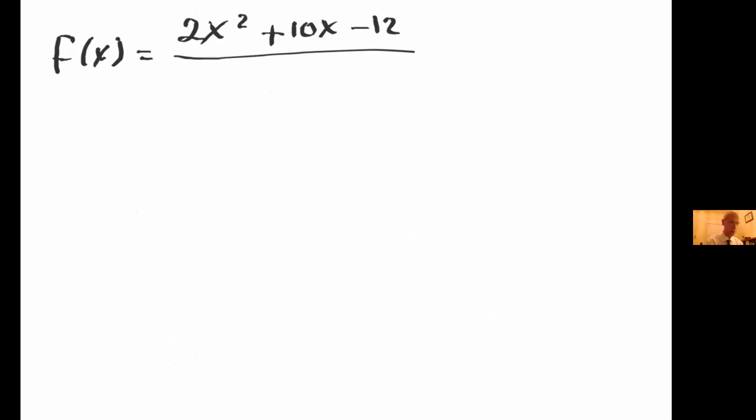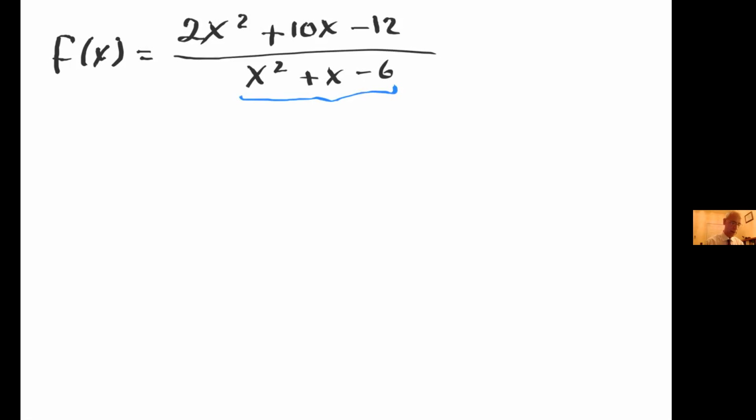Something as easy as, or as hard as, f of x equals (2x² + 10x − 12) over (x² + x − 6). Notice that f of x has no restriction on the numerator. There's nothing you can do to make the numerator undefined. However, the denominator, x² + x − 6, cannot equal 0.